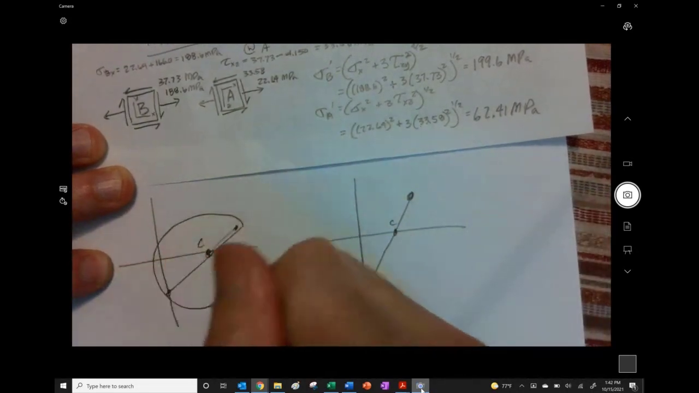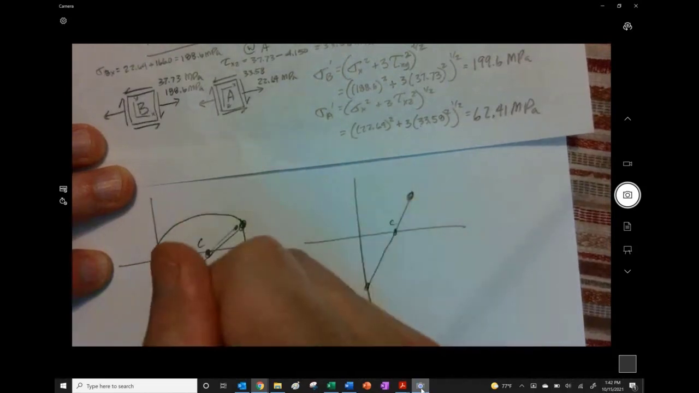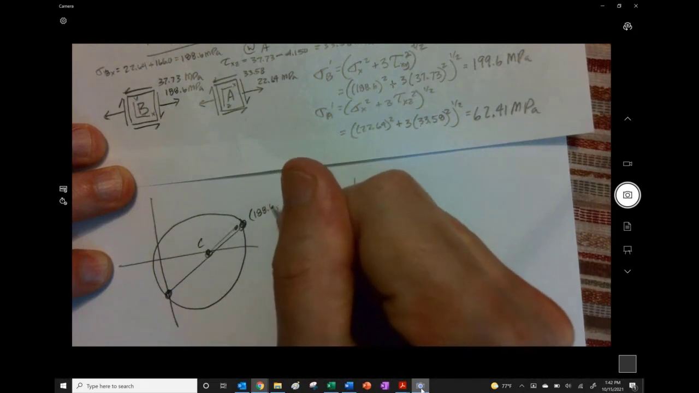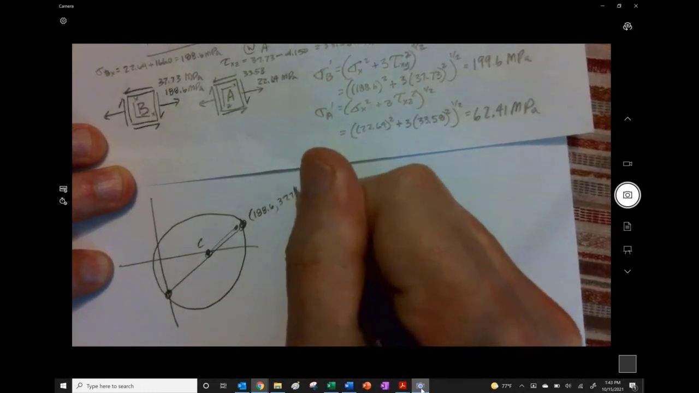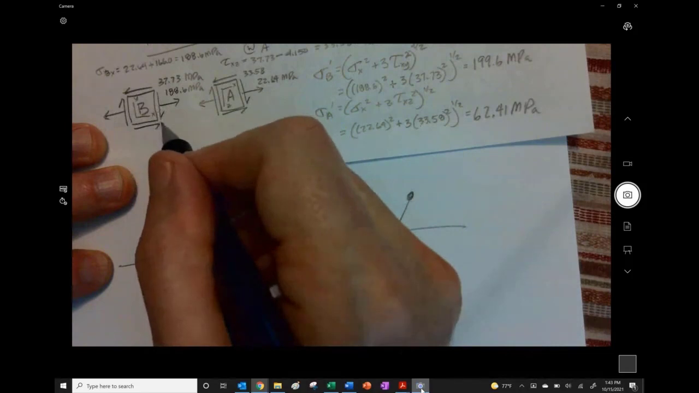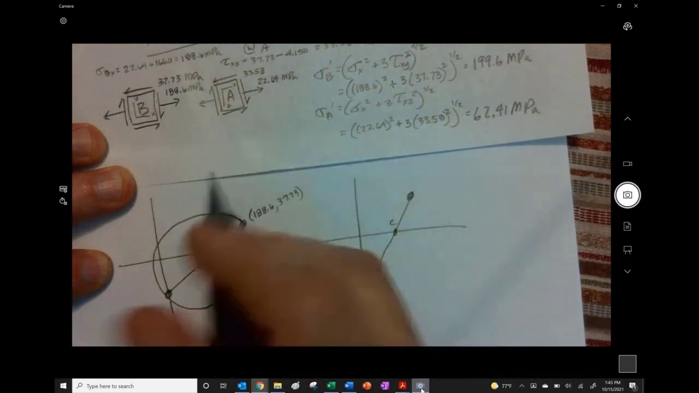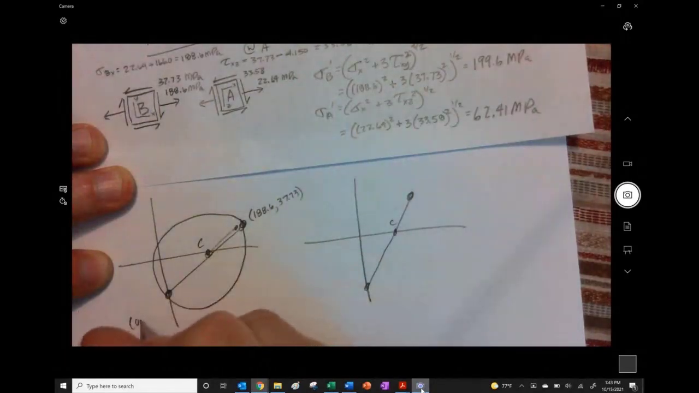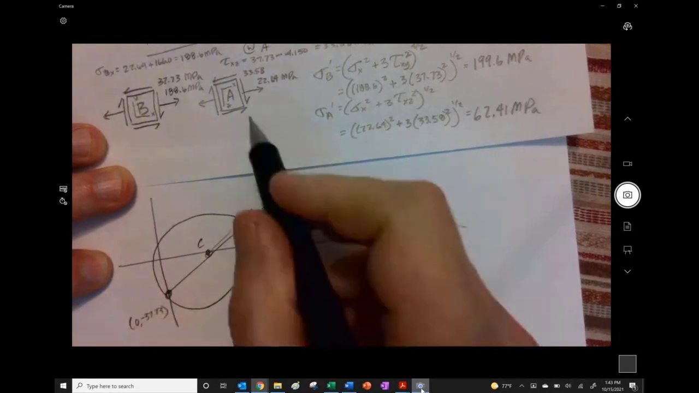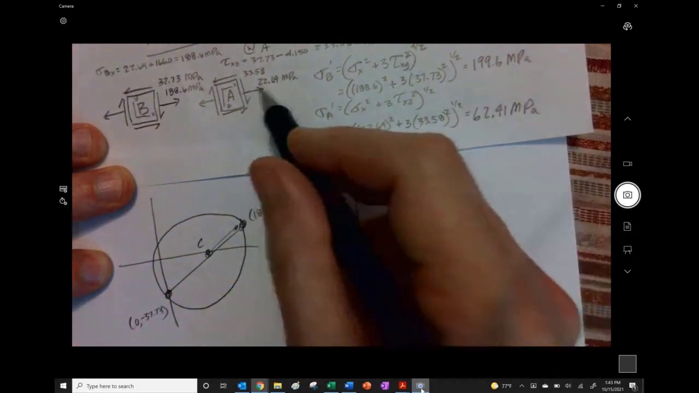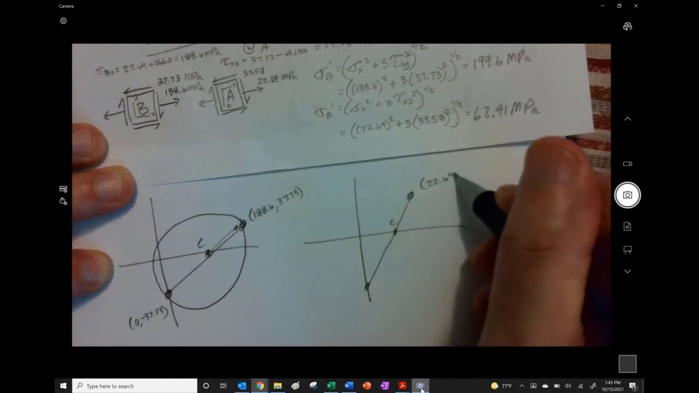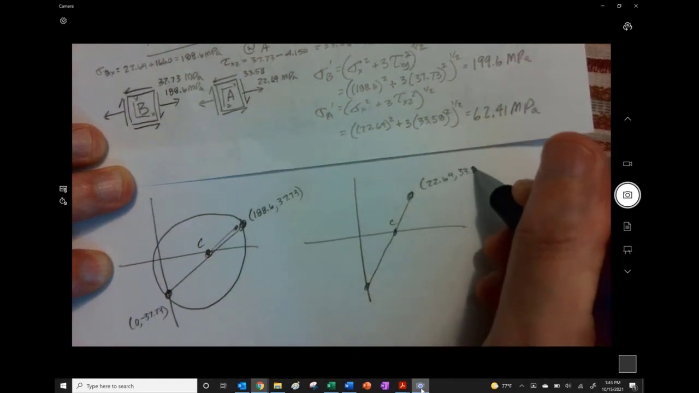But there you go. And this point is going to be the 188.6 and 37.73. Oh, and actually, I got it. I actually plotted it right by accident. I didn't actually think about it, just put it in there. But let me see if I can do this one correctly. Yeah, that's actually correct too. This is the 22.64 and 33.58.